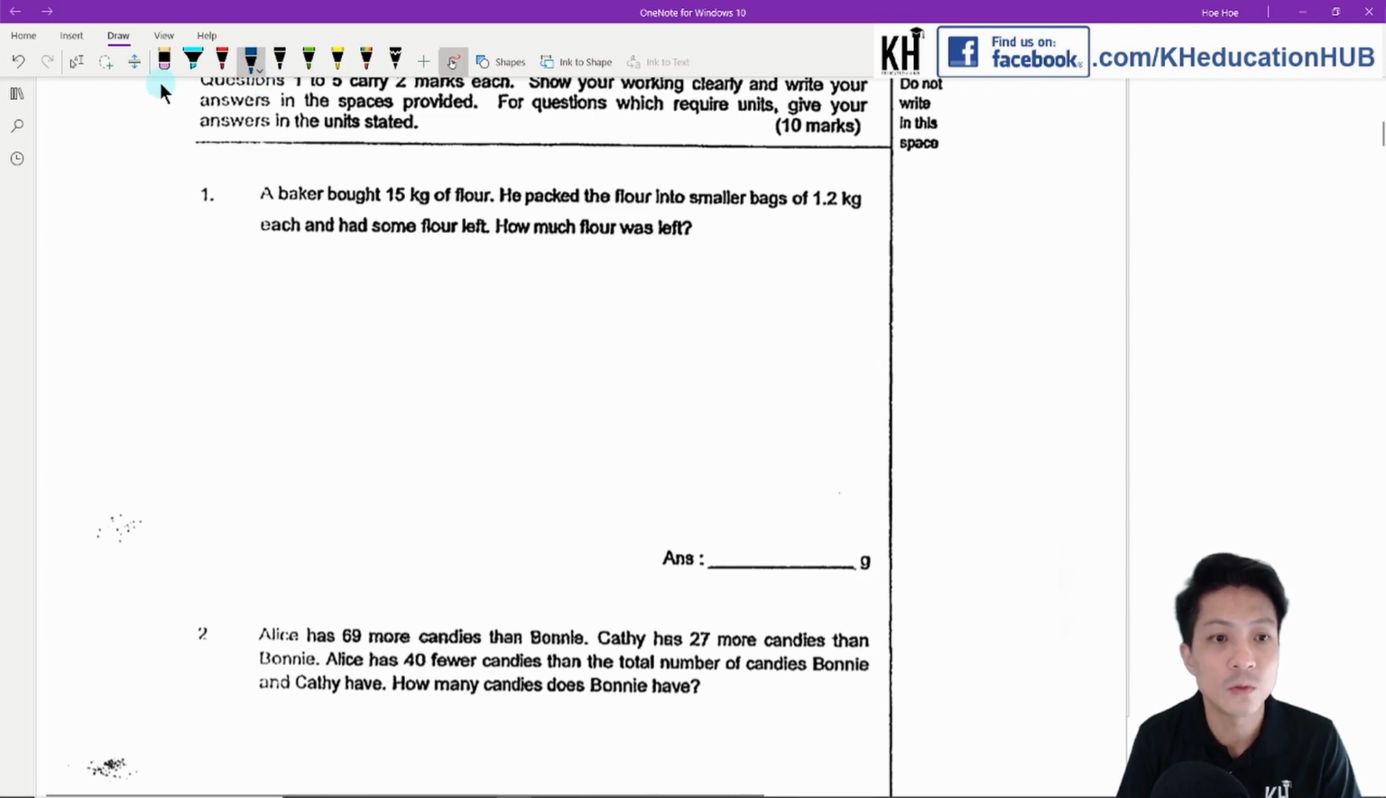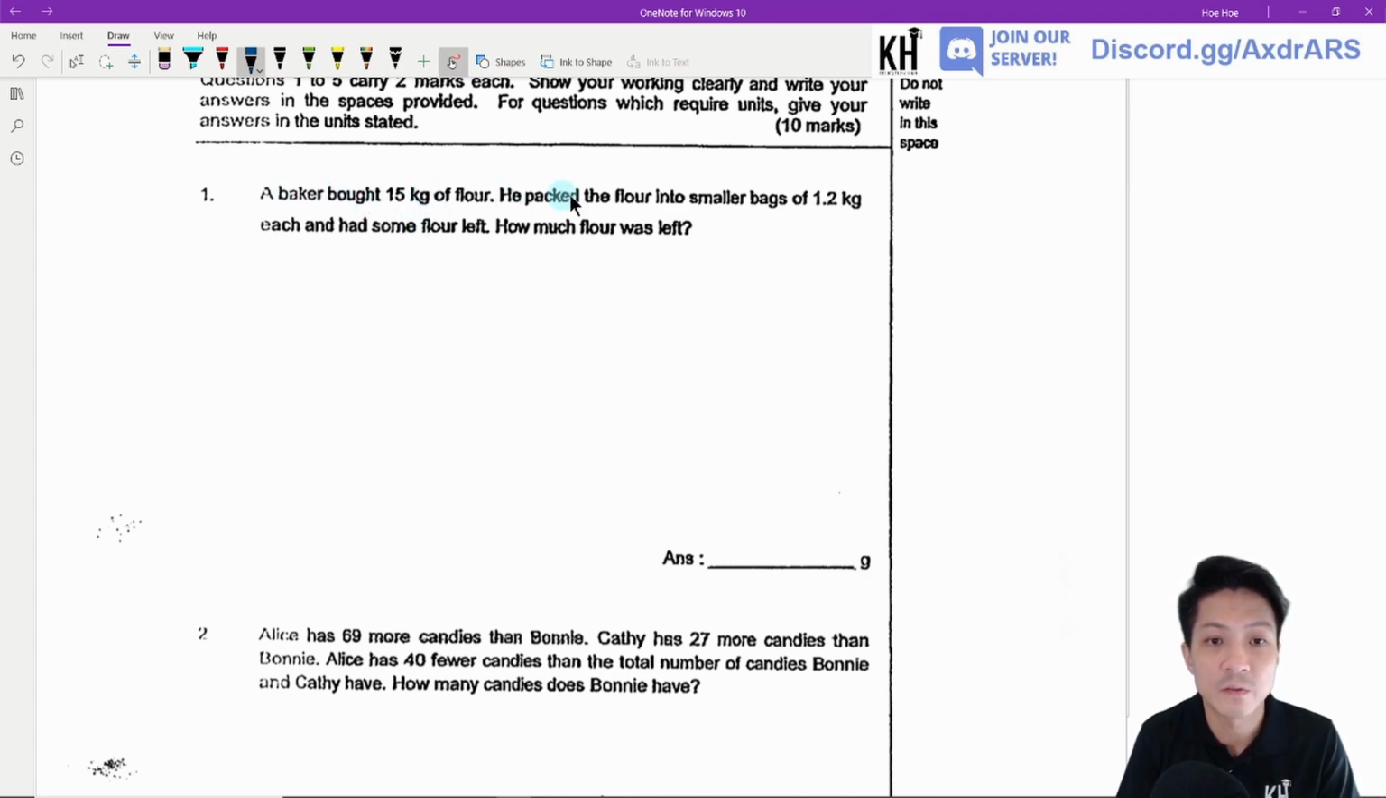Okay, let's move on to question 1 of Paper 2. A baker bought 15 kg of flour. He packed the flour into smaller bags of 1.2 kg each and had some flour left. Okay, how much flour was left?